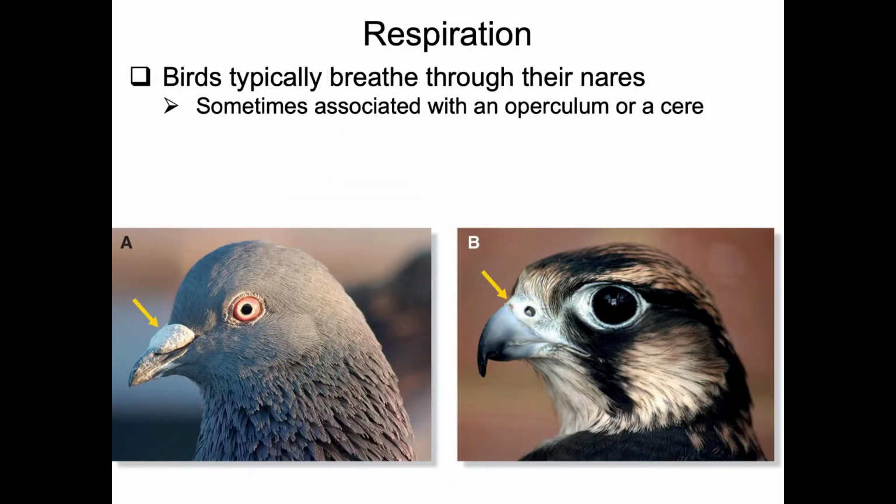Well, let's first talk about respiration. Birds, as I mentioned previously, typically breathe through their nares, so through their nose. They don't typically breathe through the mouth. That's usually a sign that they're heat stressed. Now, sometimes associated with the nostrils is an operculum, a flap-like valve that they can close off when they want to, or reduce the size of that opening. And this is going to be important when we talk about both heat retention but also water loss in birds. And then also a cere is a fleshy structure seen here in the pigeon that can change in size and accomplish the same thing as the operculum.